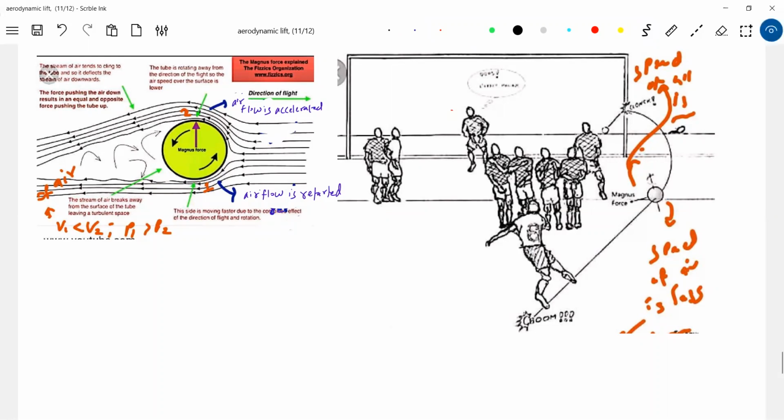Okay, this one. Why will that airflow be retarded? The spinning ball, what happens? The tangential velocity of this particular spinning ball, what will happen? Say somebody is moving opposite to you. So what happens? You will try to push it. So here, this particular point of the ball will try to push the air. So therefore, the velocity of air will be decreased. Airflow is retarded, we'll say.